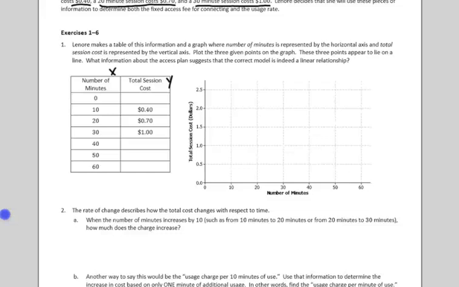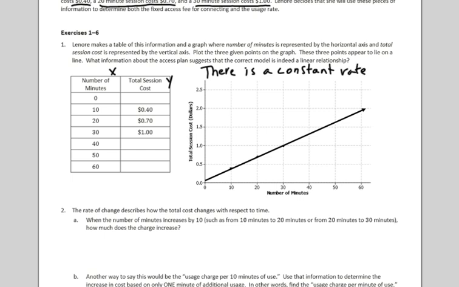So 10 is 40 cents, 20 is 70, and 30 is $1. So if I were to connect these, I would get something that looks like this. So what makes it appear that it's indeed a linear relationship? Well, we know there is a constant rate of change because the line is straight. And another word for that is the slope is constant.